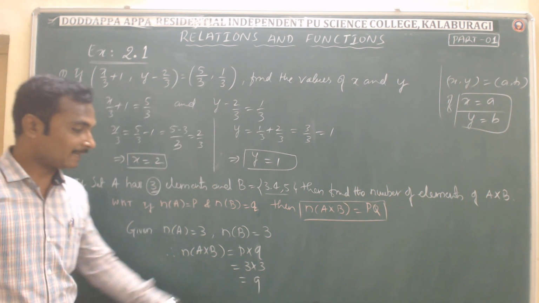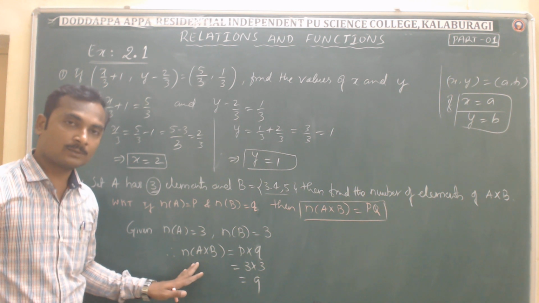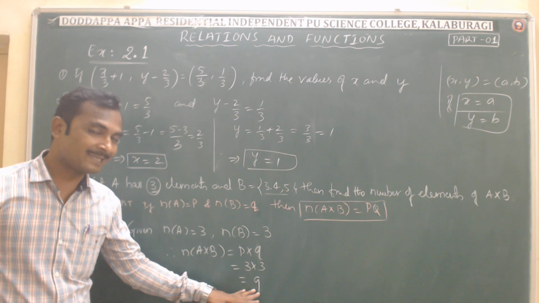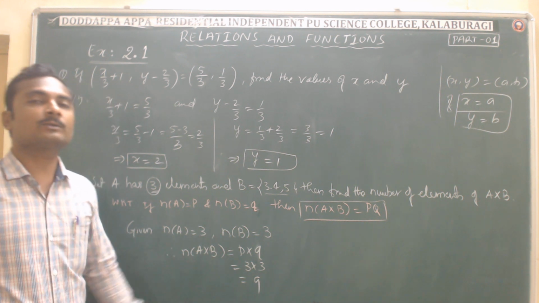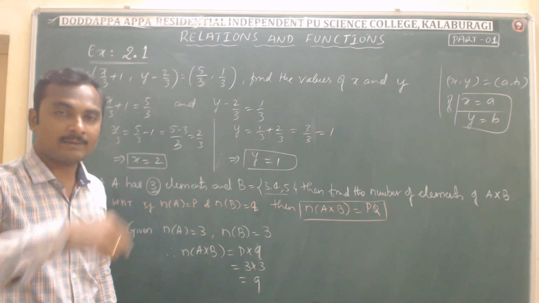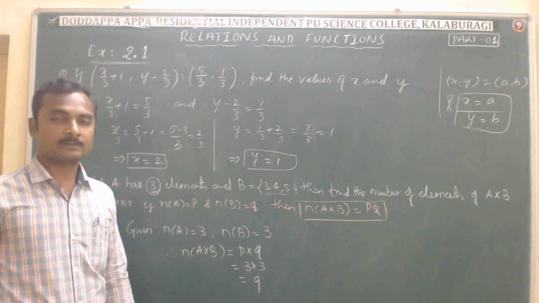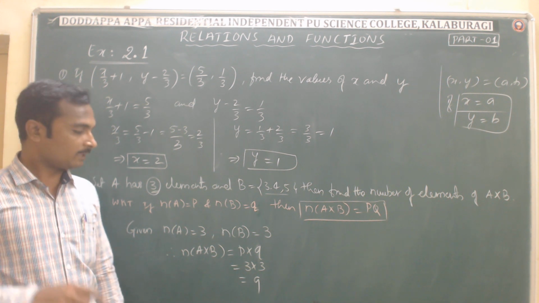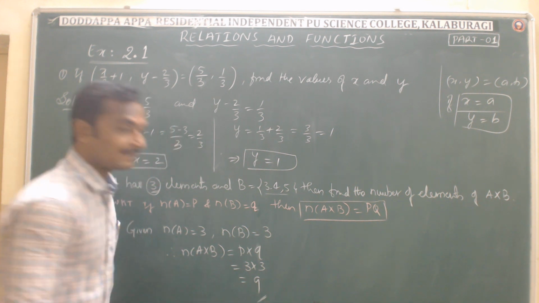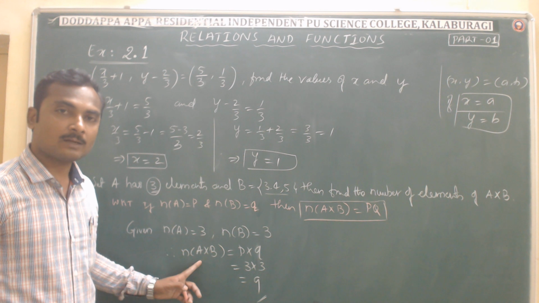There are totally 9 elements in the Cartesian product of the two sets A and B. Can you guess what those 9 elements are? Yes, definitely these 9 elements are ordered pairs, because we know by definition that A cross B contains only ordered pair elements. Therefore, n(A × B) is 9. There are totally 9 elements in the Cartesian product A cross B.